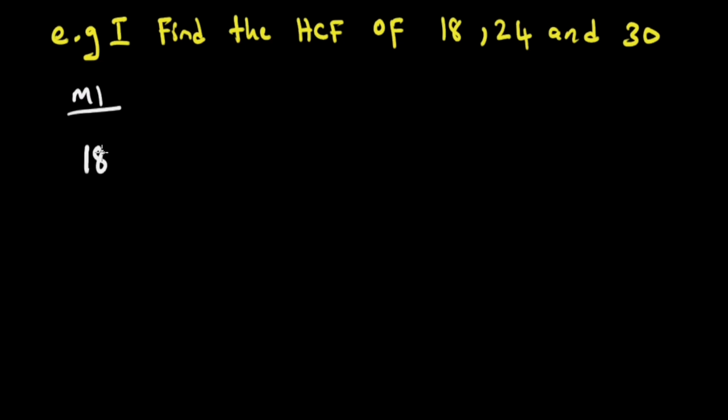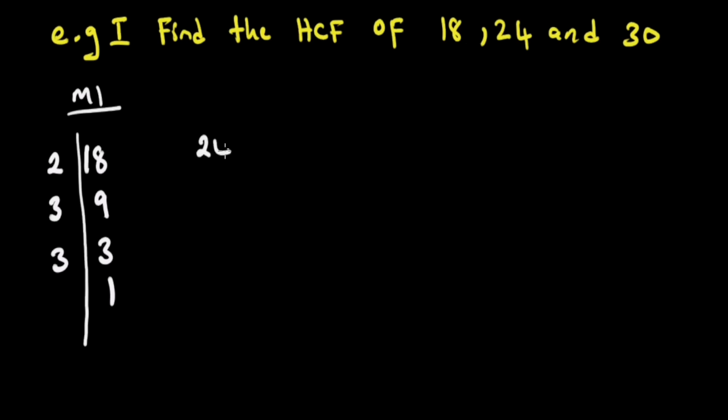Saka tina 18 and so tatsvaga the lowest factor inodivided into 18. Saka ndi 2. 2 into 18 ndi 9. Then 2 haapindi muna 9, so we are going to use 3. 3 into 9 ndi 3 and 3 into 3 ndi 1. Then tiwataenda kuna 24.